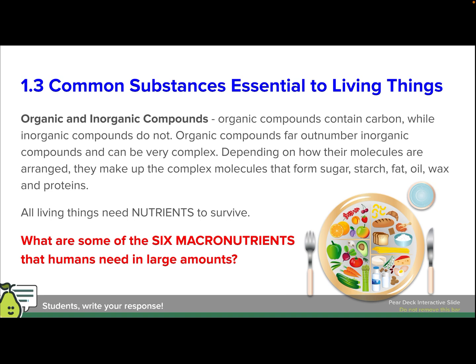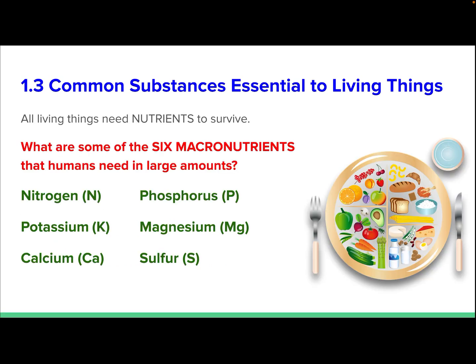Here's your question. What are some of the 6 macronutrients that humans need in large amounts? Okay, so let's find out. They need nitrogen, phosphorus, potassium, magnesium, calcium, and sulfur. Now, remember, when we're eating these, we're not eating the elemental materials. We're eating them in compounds. So we're not eating a big pile of yellow, stinky sulfur. It's going to be in a compound, so it's going to be bonded with other elements when we consume it. We want them in these more complex organic compounds.